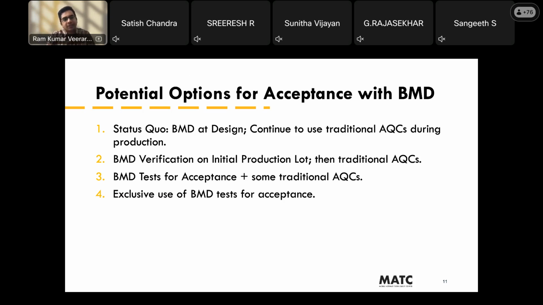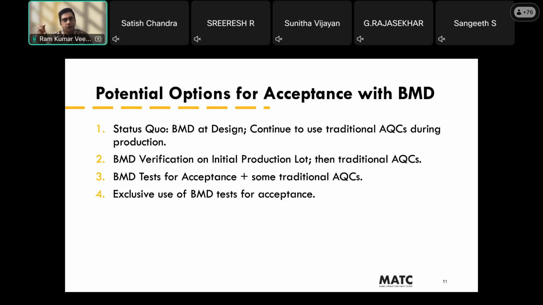So let's explore some of the options, or potential options, for acceptance with BMD. The first option is to maintain the status quo, where BMD is applied at design while continuing to use the traditional acceptance quality controls during production.